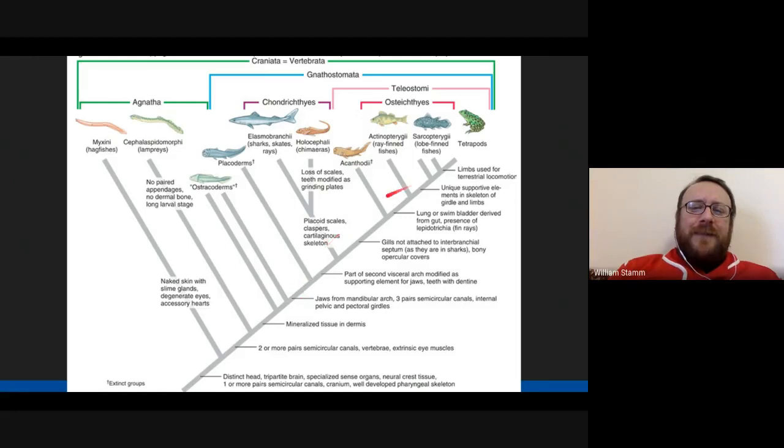But everything above this line, right here where it says jaws, those are going to be your jawed fish, which include the chondrichthyes, sharks and rays, and the osteichthyes, the bony fish, and of course all of us too, the four-limbed tetrapods, which are represented by a frog, but that would include all of us, lizards, birds, things like that. So that's sort of what's happening there.